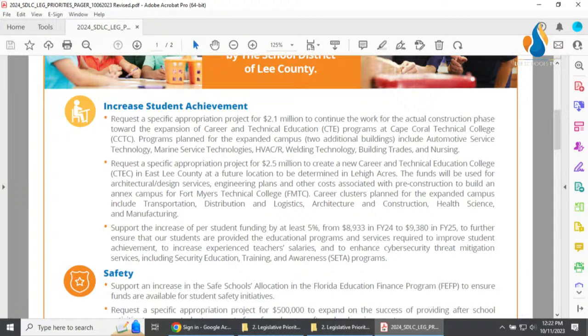The next ask is also an appropriation, also for CTE, and many of you spoke to me in regards to having something similar on the east side of town, on the east side of Lee County. So in the case of the east side of Lee County, we're looking into actually building an annex for possibly Fort Myers. Fort Myers Technical College will have an annex. And I'm saying Lehigh Acres, though I don't have control of where it's going to be, but I know that's east of 75, and there are a lot of kids there.